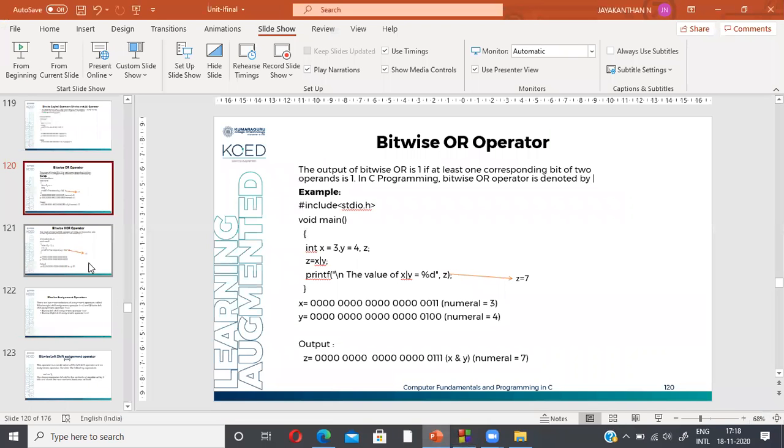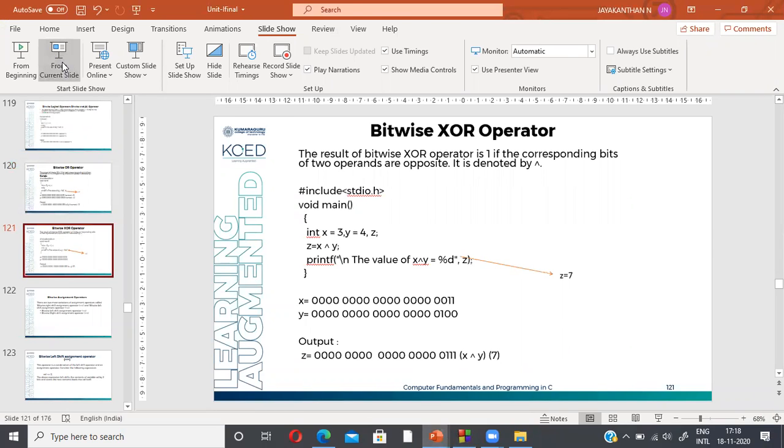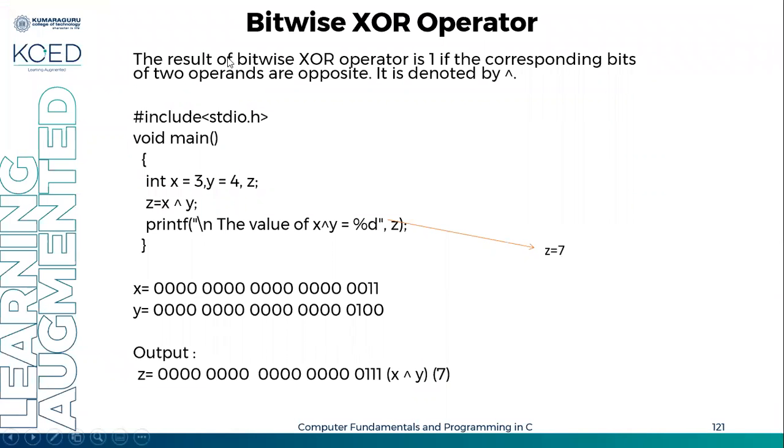Next, we are going to discuss the bitwise XOR operator. The result of the bitwise XOR operator is 1 if the corresponding bits of the two operands are opposite. It means such as 1, 0 or 0, 1, it will return a value of 1. If both corresponding bits are equal, so 0, 0 or 1, 1, it will return the value 0. The XOR operator is denoted by the caret symbol.